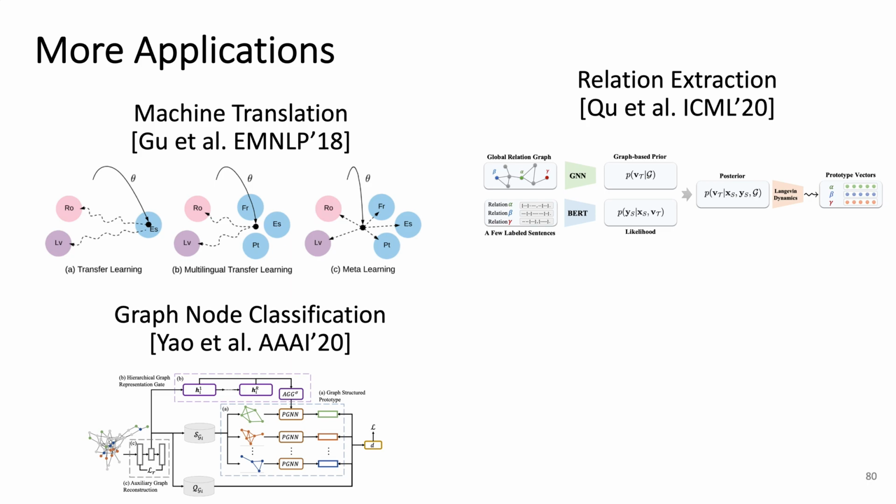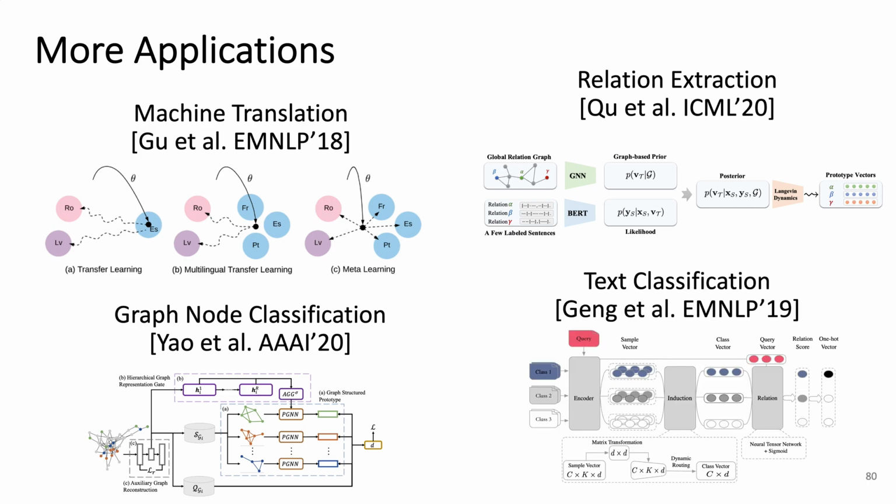And in AAAI 20, we proposed a model for graph node classification. In graph node classification, we have a lot of source graphs, and we want to benefit the learning process of the target graph. In this part, we consider both the local graph information, because for each class we only have a few nodes, and we construct a very small prototype-based graph. Then we use the prototype graph neural network to get the graph structure prototype. We also use a hierarchical graph representation gate to represent the whole graphs and distill this knowledge to customize the graph structured prototype.